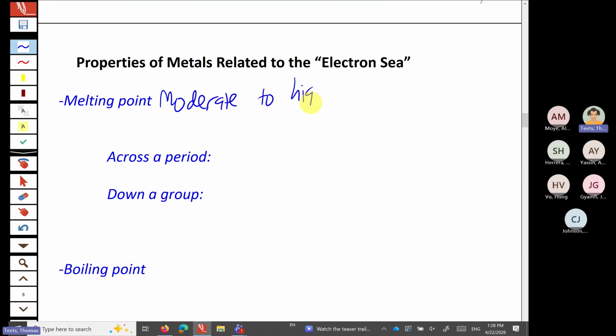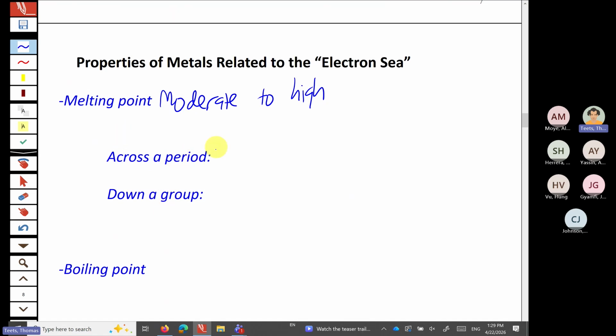Again, we're going to mostly describe things qualitatively in this chapter, but most metals have moderate to high melting points. We said all of them except for mercury are solids at room temperature, and most of them you have to go to at least fairly elevated temperatures to melt them. Now let's see what happens to the melting point in general as we go across a period or down a group.